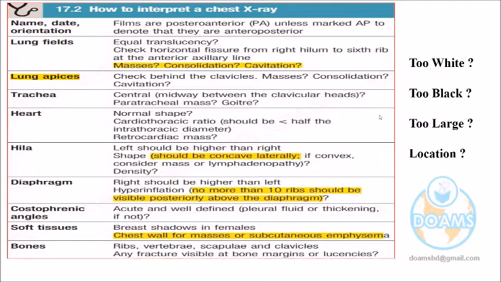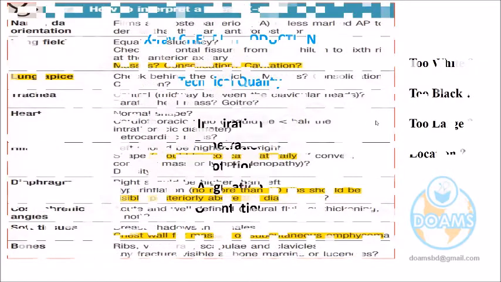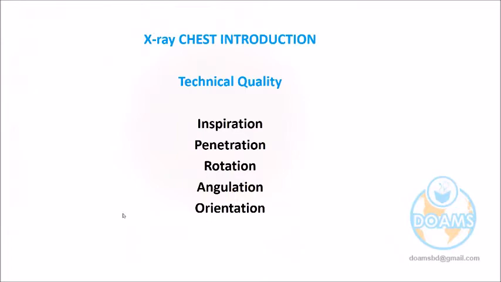Pathologically, abnormalities in the chest X-ray will be too white, too black, too large, or abnormally positioned. Shifting of the mediastinum like this. This is the basic thing. We will search for any too white lesion, any too black lesion, or any too large lesion. And the position, for example the position of the diaphragm, the position of the trachea, these are the things. So if we discuss directly on the X-ray, it will be simpler for you.